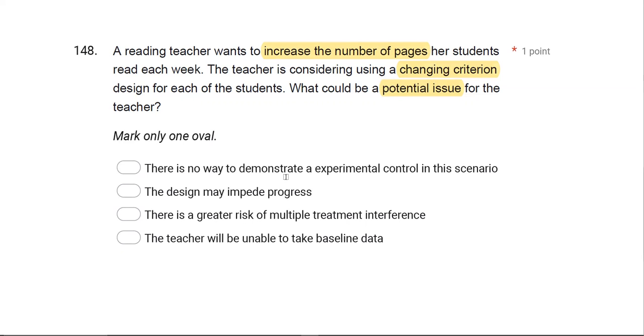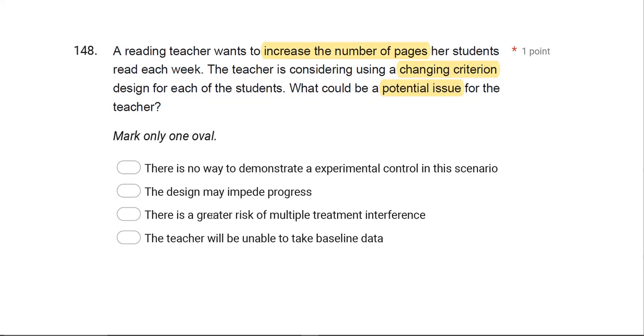B, the design may impede progress. That's one of the issues with criterion designs, is that learning might be interrupted because you're setting a specific goal for each criterion. And if one kid reads 15 pages and then wants to jump to 30, that kind of breaks the whole criterion design. So the design may impede progress here.